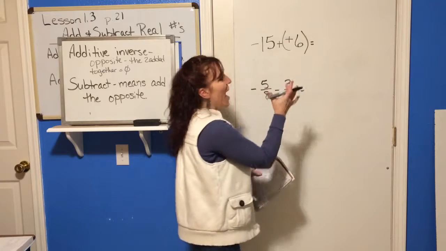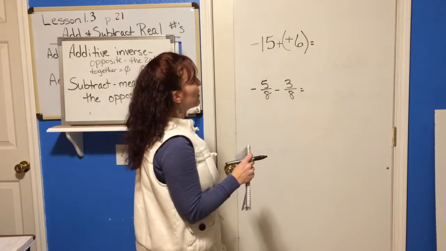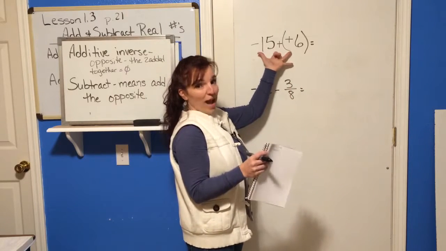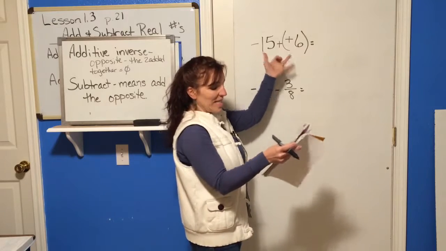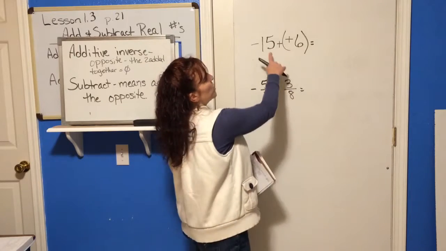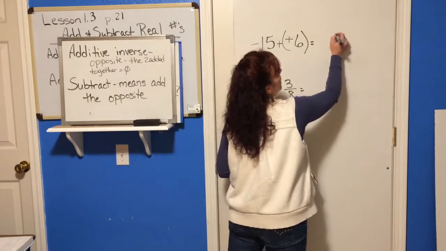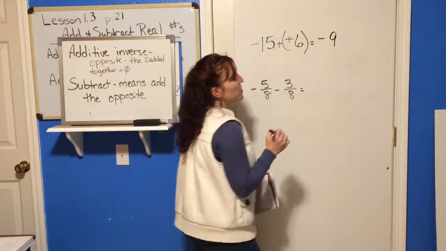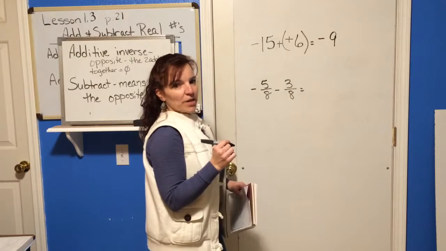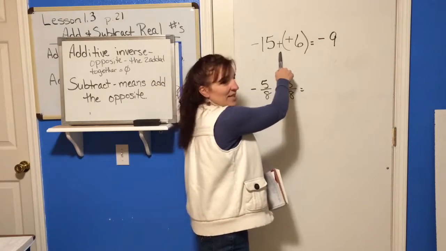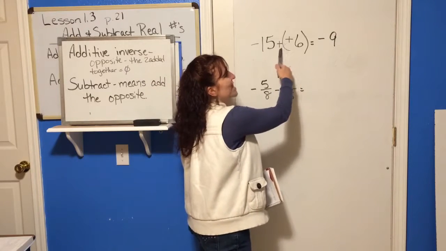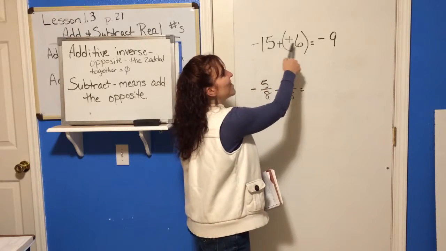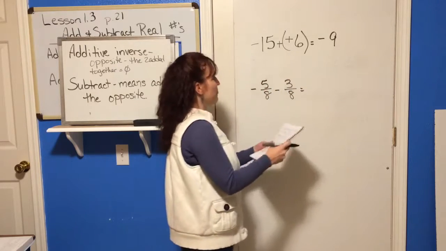So now we have the same rules that we had before, where we're adding two different signs. We're going to subtract, and then we're going to use the sign of the larger. So 15 minus 6 is 9. 15 is larger, and it's negative. So negative 9 is your answer. So anytime you're subtracting, you're going to change the sign of that second number. The first number, leave it alone because you're adding the opposite of what's right after it.